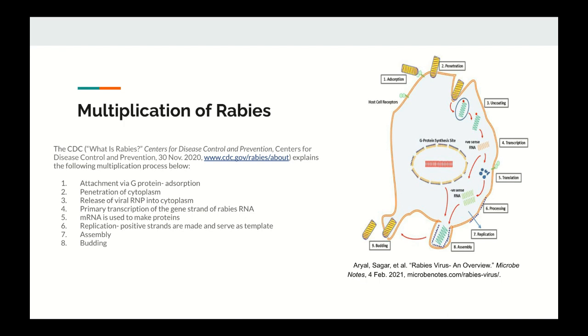When the switch to replication occurs, the stop codons are ignored on the sequence. This creates positive strands, and these positive strands serve as the template for the full-length negative strands of the virus. Then the last 2 steps after this replication process are assembly, which is just assembling all of the strands, and then budding, which is the step that releases the virus.